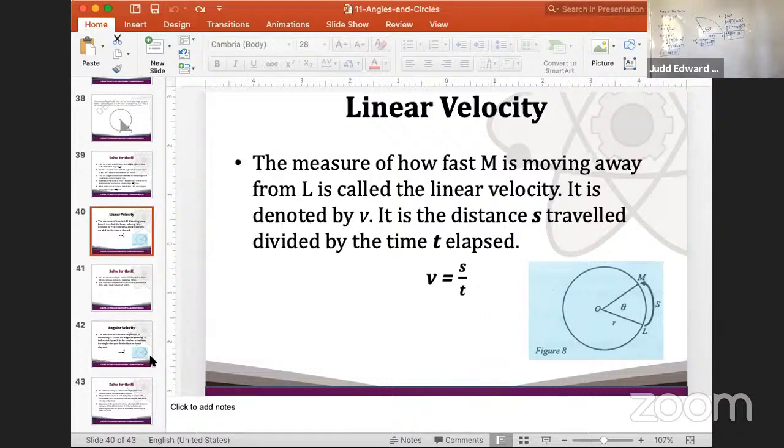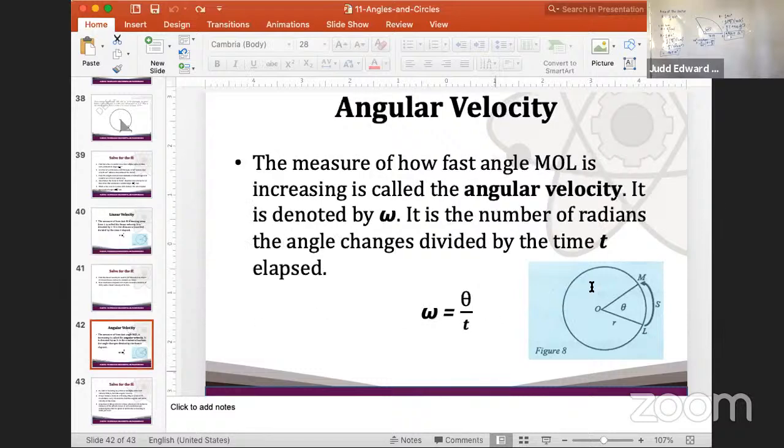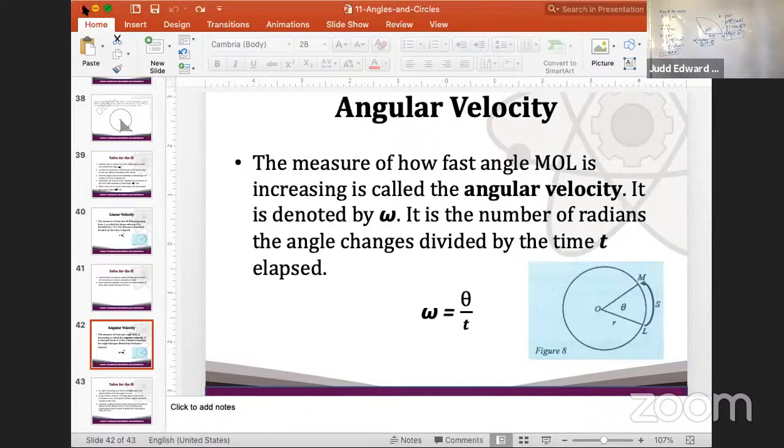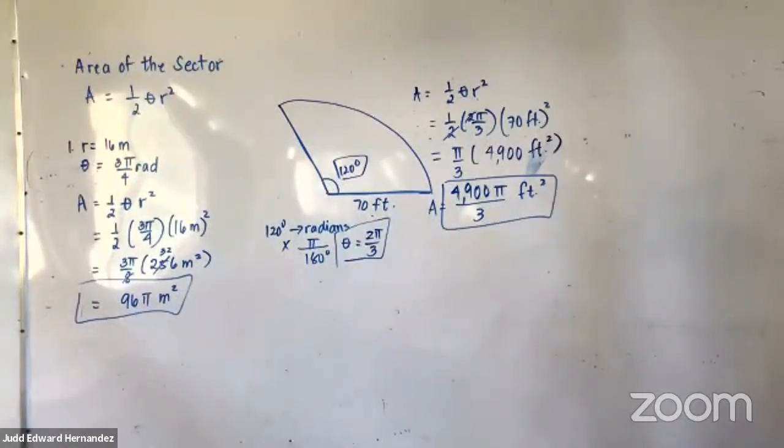We also have angular velocity. The W there is omega, a small o. So omega is equal to theta over t.